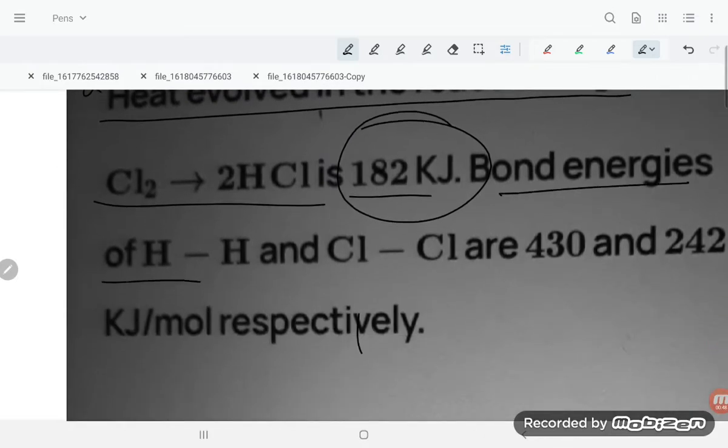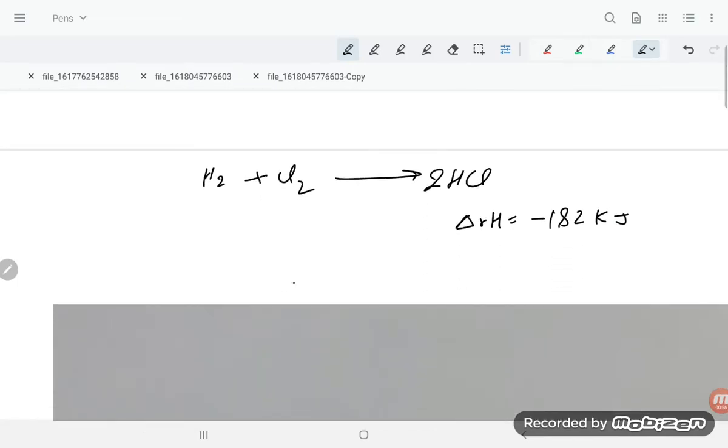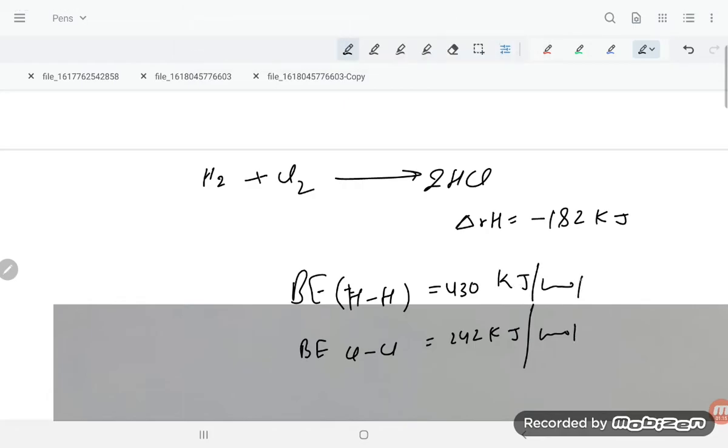The bond energies of H-H and Cl-Cl are 430 and 242 kilojoule per mole. So the bond energy of H-H is 430 kilojoule per mole, and the bond energy of Cl-Cl is 242 kilojoule per mole, while the reaction enthalpy is only in kilojoule. So we have to calculate this in terms of kilojoule per mole.